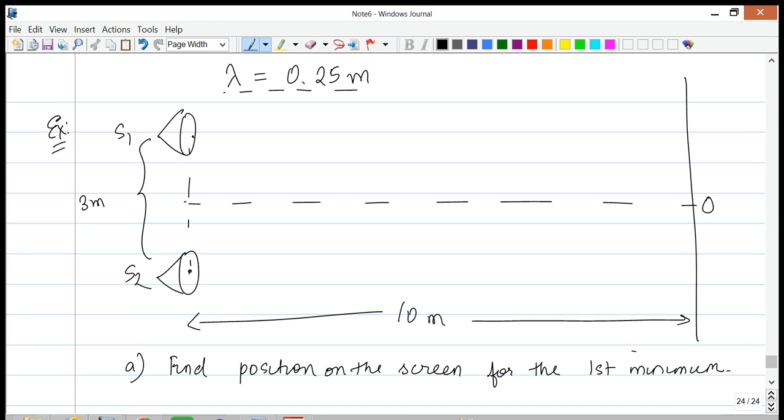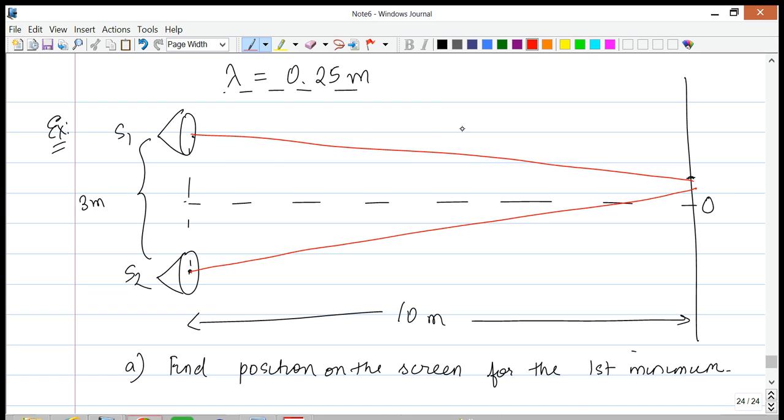which means you have to ask yourself, what should the path difference be between the two sources and the point. So if you were to draw a line from source 1 to some point and then from source 2 to this point, we ask the question, what should the path difference, the difference in the two lengths, be such that we're going to get a minimum. So the first minimum will happen when the difference is equal to half lambda. If you look at the conditions, all odd multiples of half lambda is when you'll have the minimum. So we're going to find that.